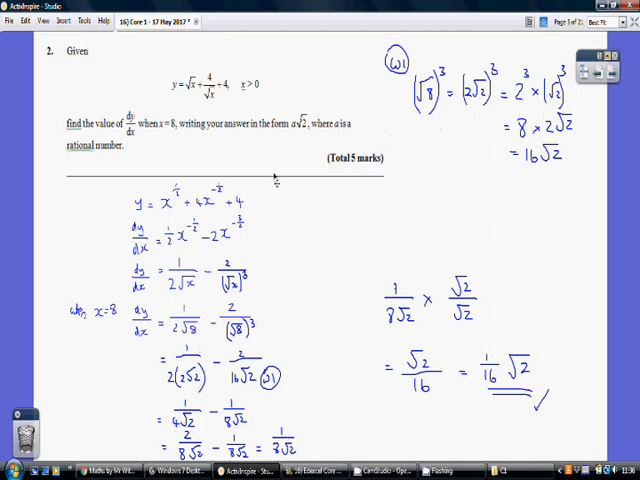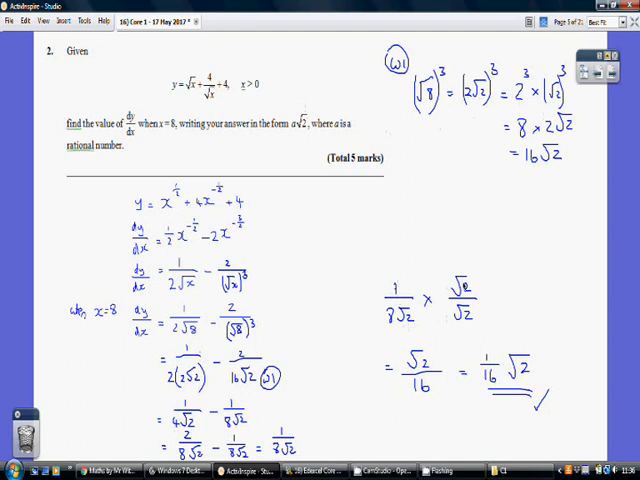Now I need to rationalise this. I've got to give my final answer in the format of a root 2. So how do we rationalise this? We choose to multiply top and bottom by the denominator. We could do 8 root 2 over 8 root 2, but obviously the 8's just cancel. So I've just taken the root 2 from the denominator.